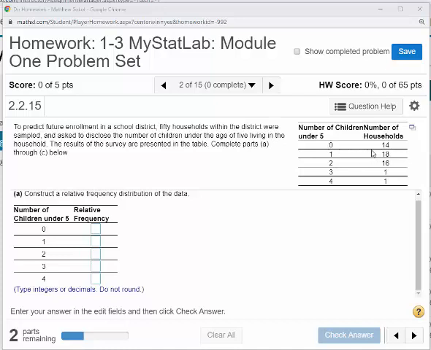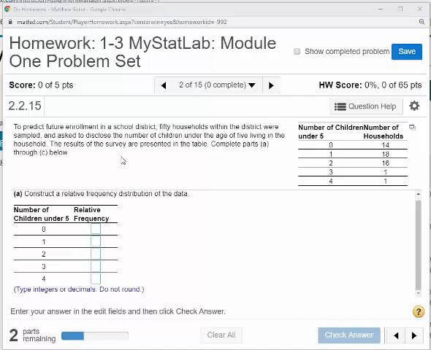And 14 households said I have 0 children under the age of 5. 18 households said I had 1 child under the age of 5. 16 households said I had 2 children under the age of 5. And one household said I had 3 children under the age of 5. And finally, one household said I had 4 children under the age of 5.